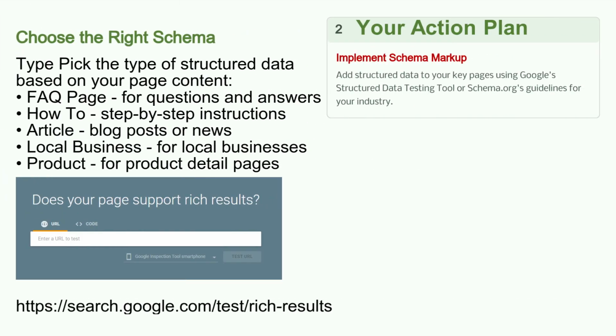Implement schema markup by adding structured data to key pages using Google's Structured Data Testing Tool or schema.org's guidelines. Choose the right schema type based on your content. FAQ for questions, how-to for instructions, article for blogs, local business for local entities, and product for product details. This enhances search visibility and user engagement.